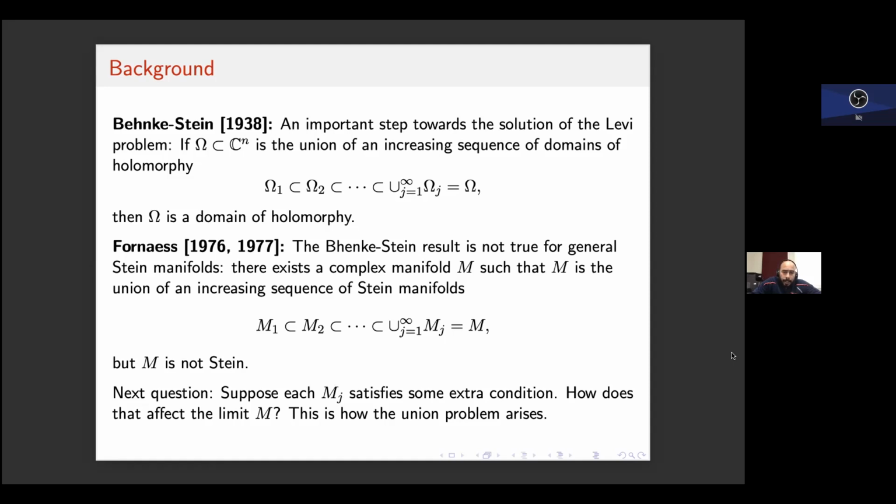Okay, but as a next step, one can ask, suppose each of these exhausting domains, each Mj, has some extra condition. So how does that affect the limit, that is the union M? So for example, we can ask whether, if each Mj is biholomorphic to some domain omega, is M also biholomorphic to omega, or can we describe at least M in terms of some properties of omega? So that is the union problem. So in other words, the union problem is just an offshoot of this solution of the Levy problem. Now let me describe some simplest cases of the union problem.